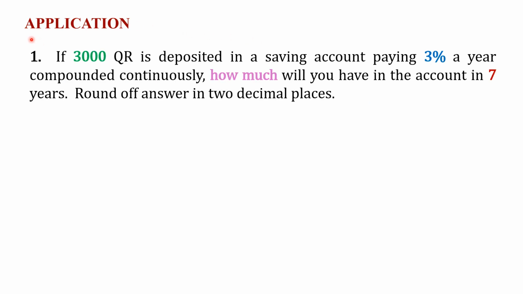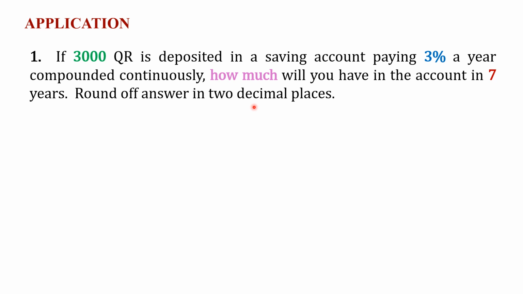Therefore, the only solution of this logarithmic equation is x equal to 6. Now the last part is a real life application. So the first application, let us read. If 3,000 Qatar riyals is deposited in a savings account, paying 3% a year compounded continuously, how much will you have in the account in 7 years? Round off the answer to two decimal places.